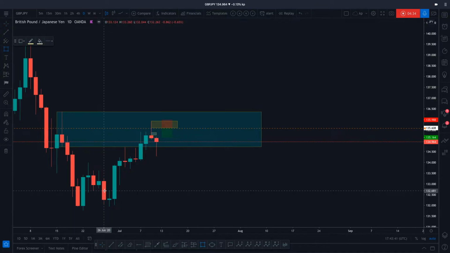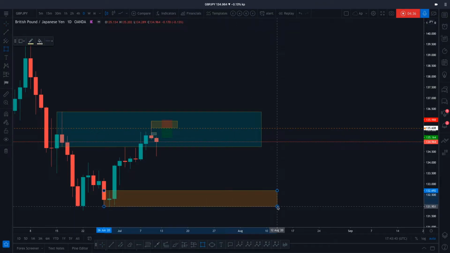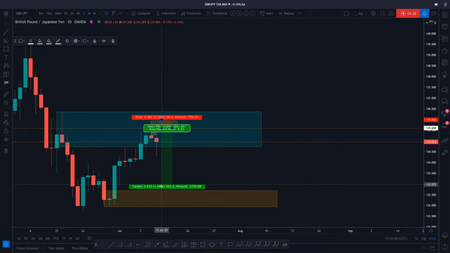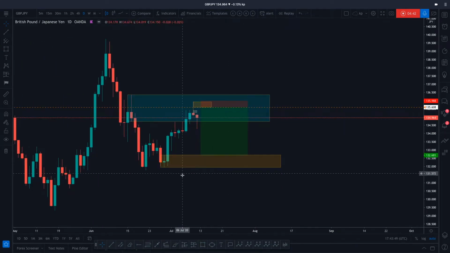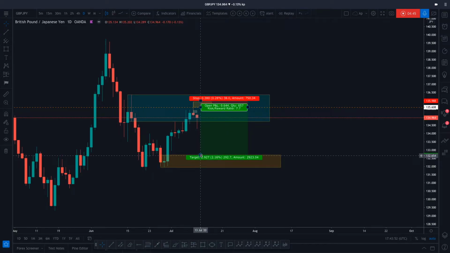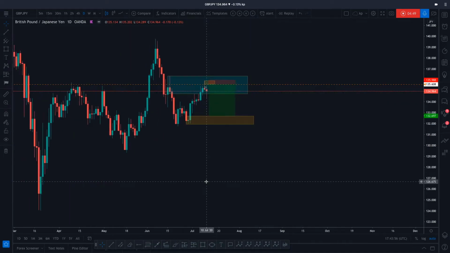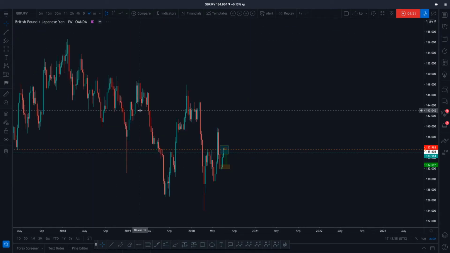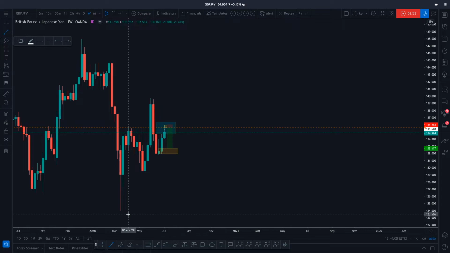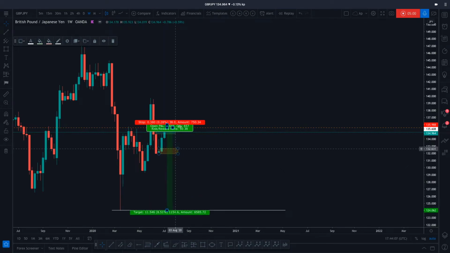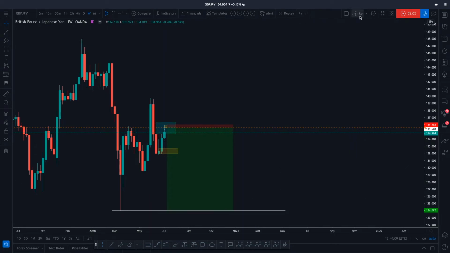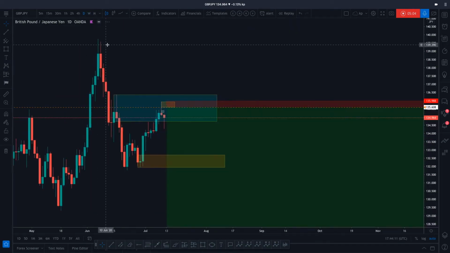My first take profit is about the daily demand zone right here, but I will only close 50% on this daily demand zone because I think that we will break it. So my final take profit is about here, right here. This actually is a big swing trade.